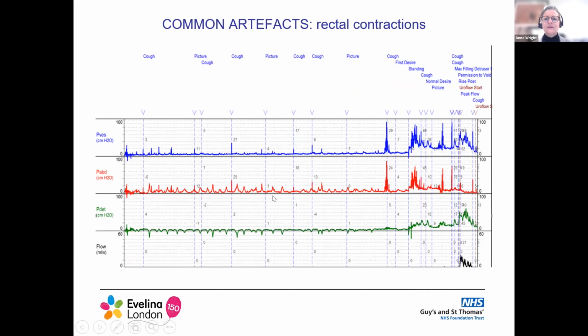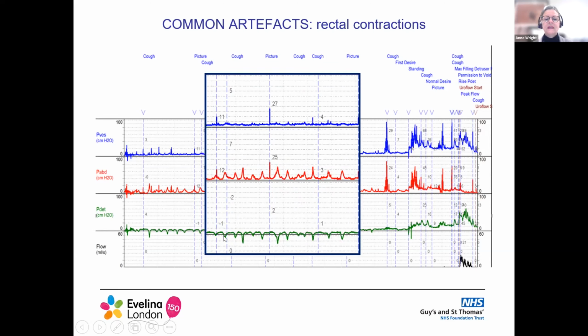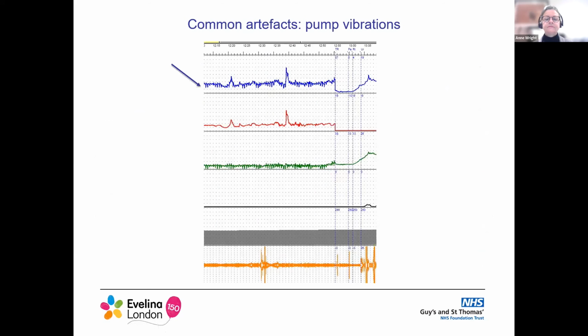Here you can see this was actually in a neurogenic case, repetitive phasic contractions in the abdominal line, which aren't present in the vesical line, representing rectal contractions. And when you look at these more closely, you see the negative deflection in your PDET line. This is very obvious in this case, but sometimes when you just get intermittent rectal contractions and your baseline pressures are slightly higher, you can misinterpret these as detrusor overactivity in your detrusor line.